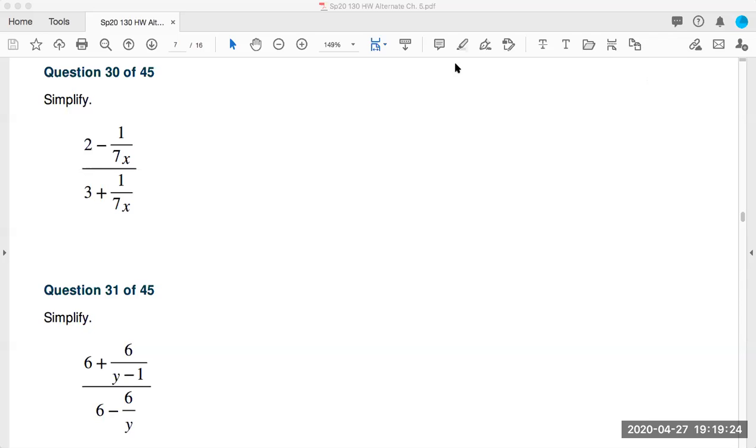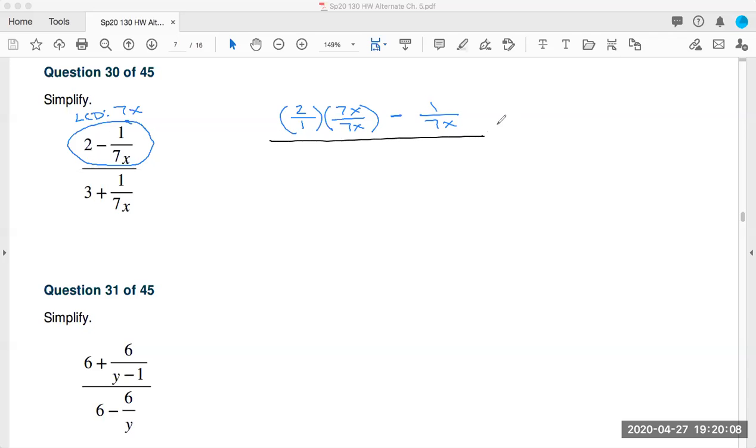So numerator, your complex fraction has an LCD. We have 7x in one fraction and 1 in the other. So our LCD is going to be 7x. Remember, you have 2 over 1 right now. And you're going to be multiplying that by 7x over 7x so that you get a common denominator. And over here, you already have the 7x in the denominator, so you just leave that fraction alone.